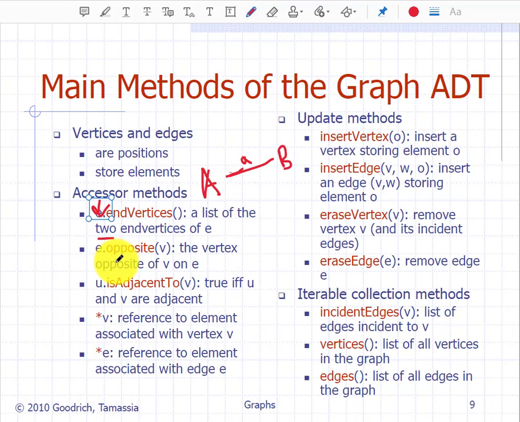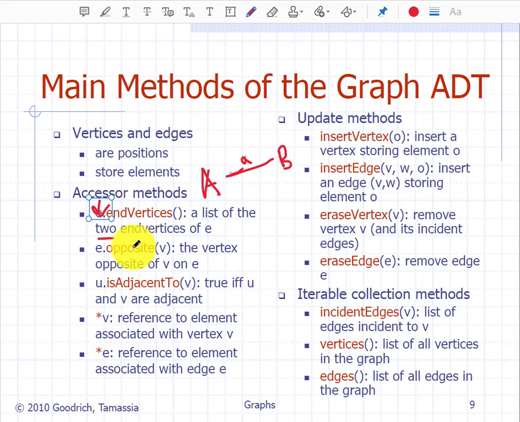So you could also say E opposite V. So E is the edge, and you can say opposite V. So that's the vertex opposite of V on E. Okay, well, you can think of it as adjacent. And you can also ask things such as, is U adjacent to V? And it'll return a true if and only if U is adjacent to V, or it'll return a false. You can also dereference these edge and vertex objects by using the star, as you've seen before.